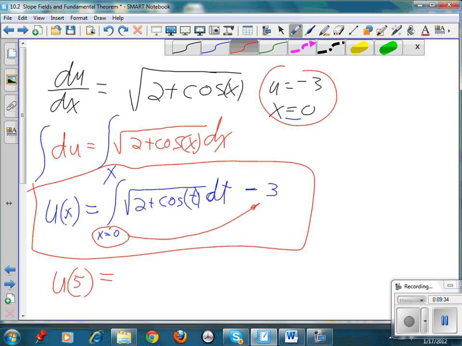I'll stop the video. Let's go to our calculators and see if you can get the right answer. Okay, I went out to my trusty old TI calculator. I'm going to make sure I'm in radian mode. I'm integrating from 0 to 5, right? That 5 goes in here. Square root of 2 plus the cosine of t dt.